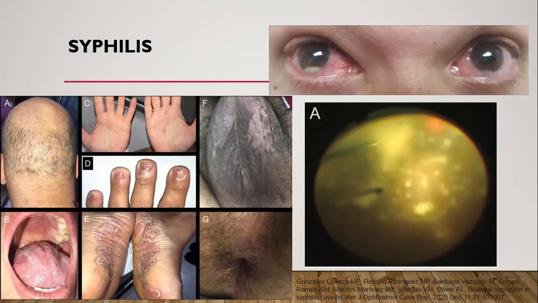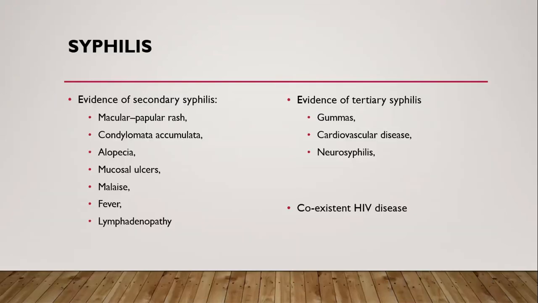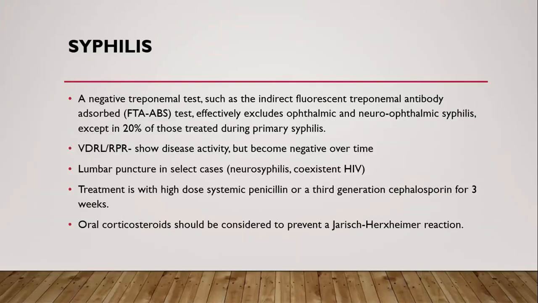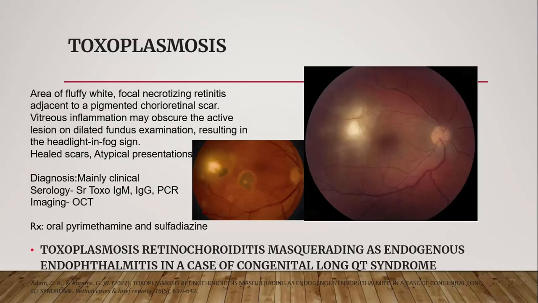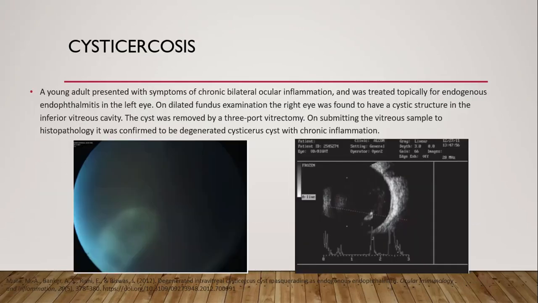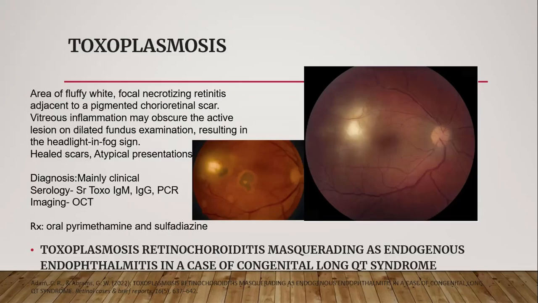Syphilis is again with the systemic features. You have to keep this great masquerader in mind. You can have posterior segment involvement in this also, and it's a treatable cause. And you have to keep in mind, treponemal test is better compared to VDRL or RPR, where disease activity becomes negative over time. So toxoplasma is another condition where you have a vitritis with a headlight in fog appearance.